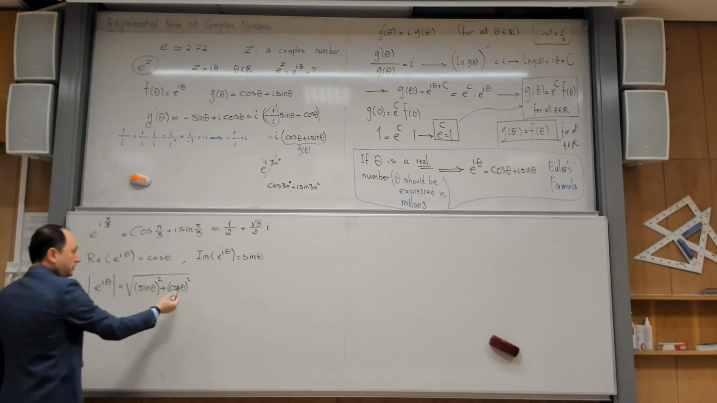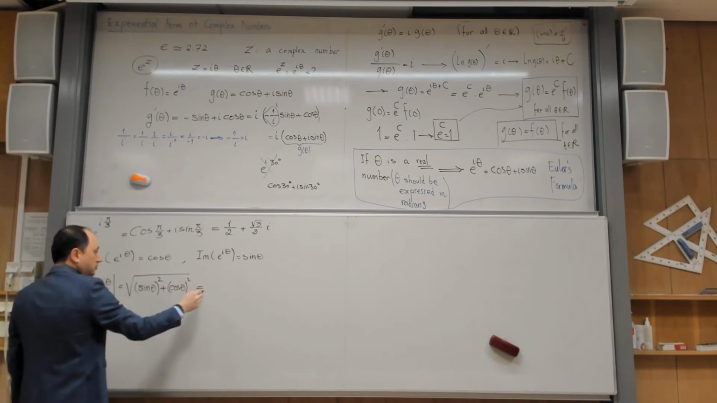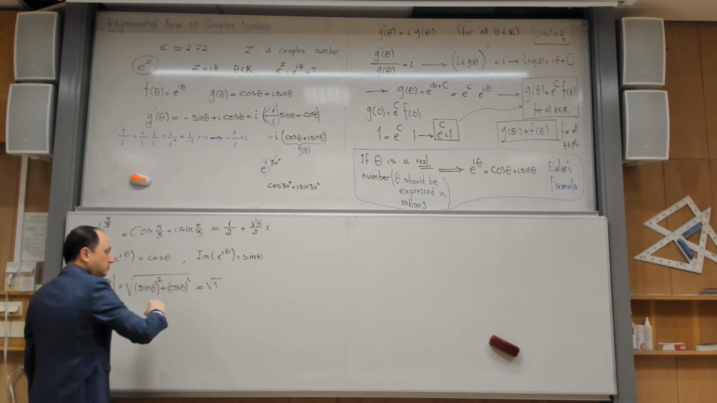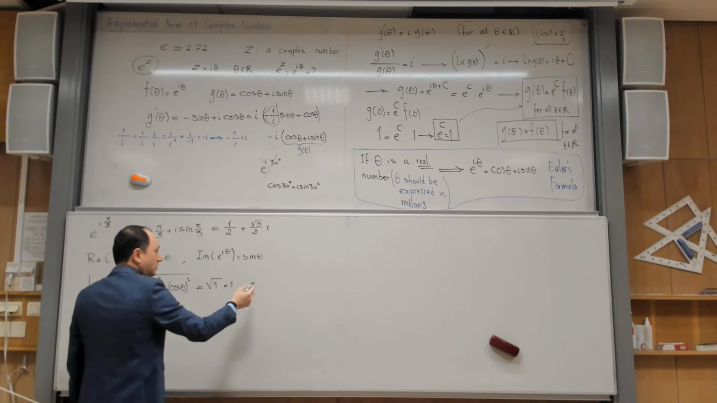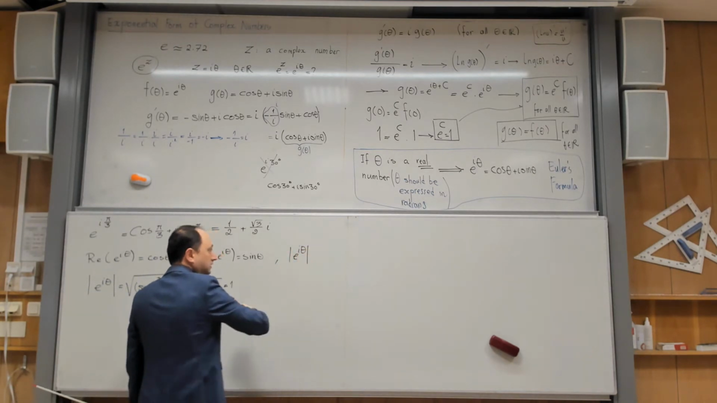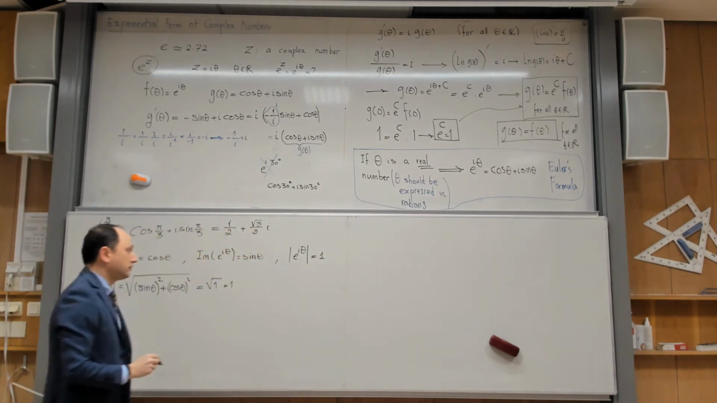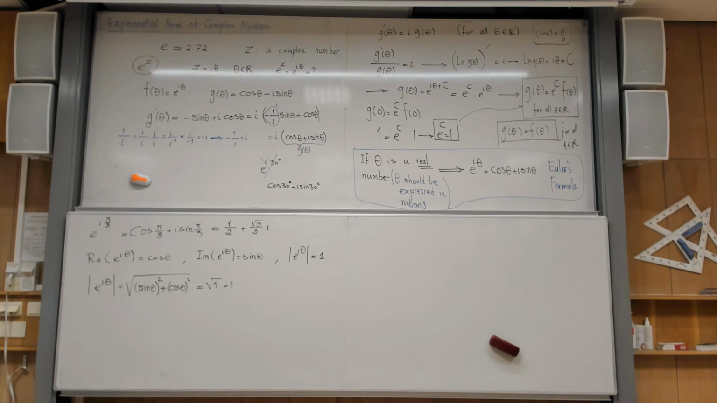But that's a famous trigonometric identity, yes? Sine squared plus cosine squared is 1, so it becomes the square root of 1, which is 1. So that's also good to add to your list. E to the power i theta is equal to what? Is equal to 1. The absolute value of this number is always 1, regardless of the value that you choose for theta.